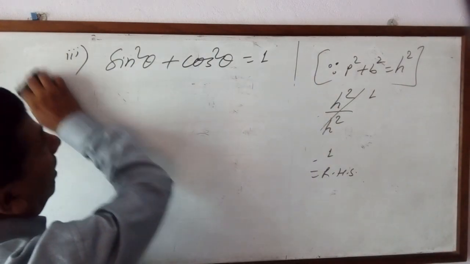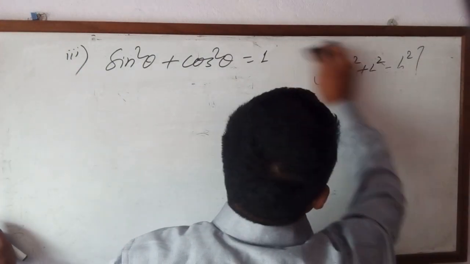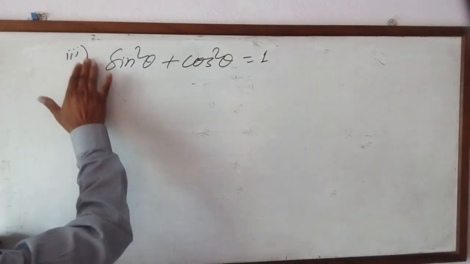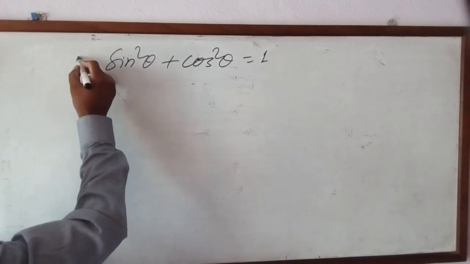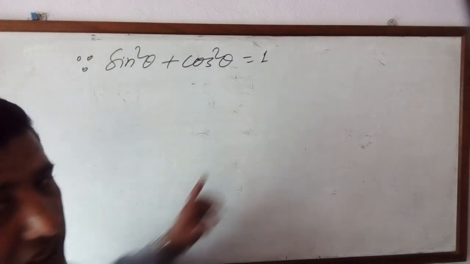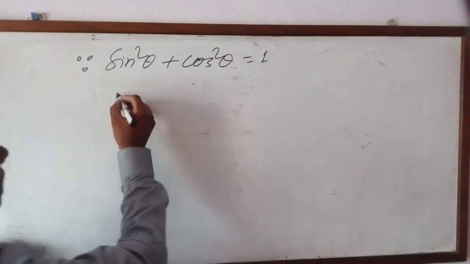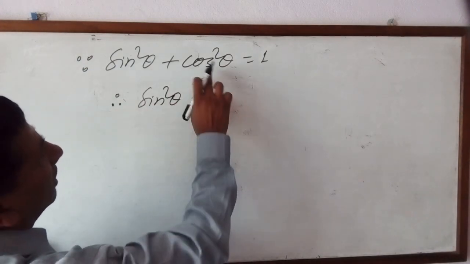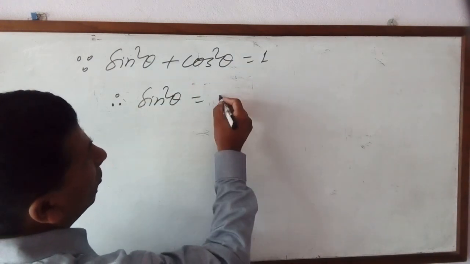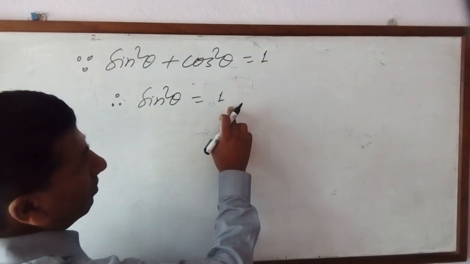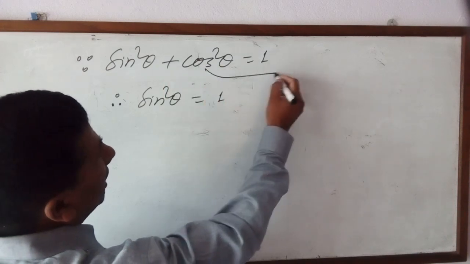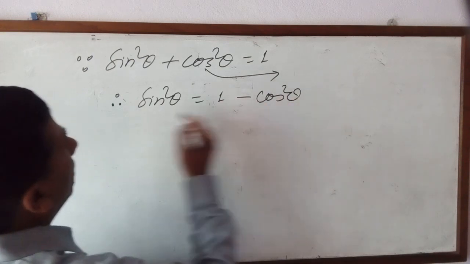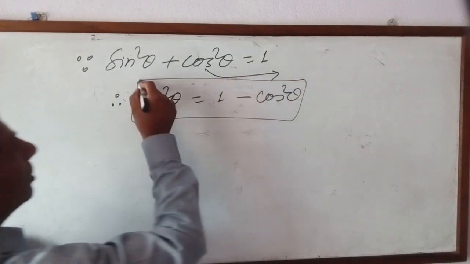Now, since sin square theta plus cos square theta equals 1, which we already proved, therefore sin square theta equals, take this cos square theta to that side, it will be negative. 1 is on the same side, and the cos square theta becomes minus cos square theta. So sin square theta equals 1 minus cos square theta.